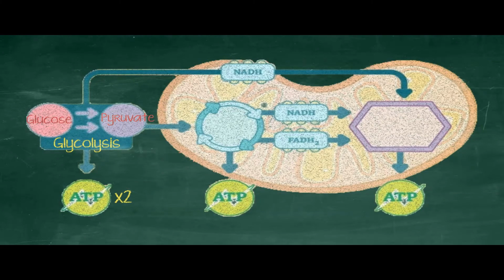In any case, glycolysis provides some of the precursors to the next steps where the real ATP harvest occurs. In fact, one of the products of glycolysis is acetyl coenzyme A, which is the beginning substrate of the Krebs cycle.